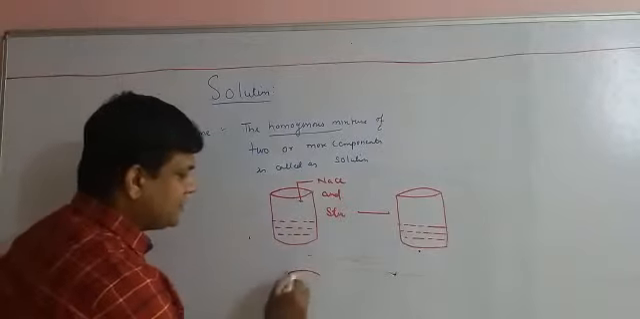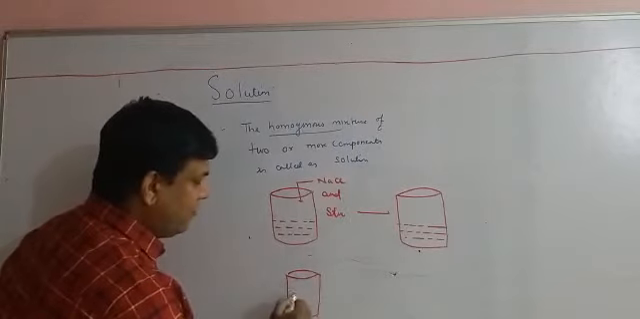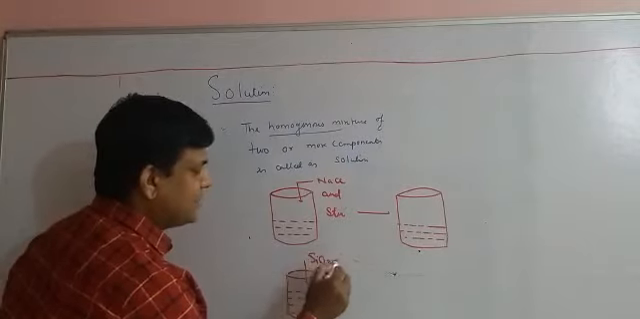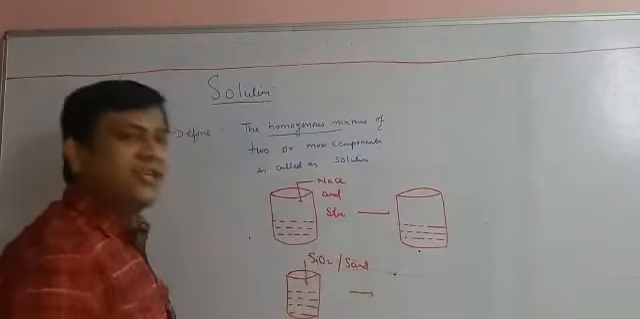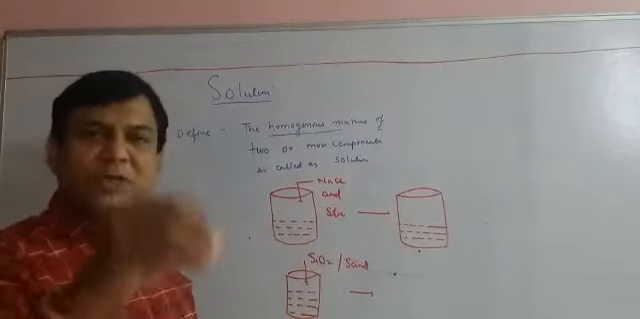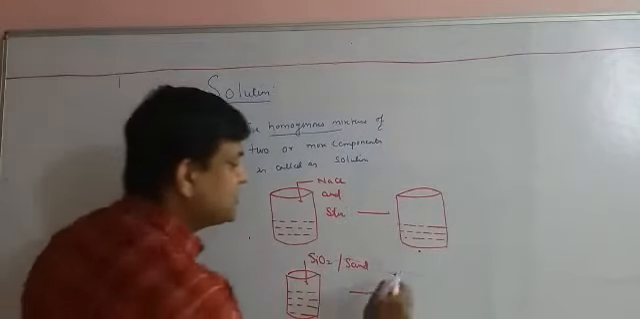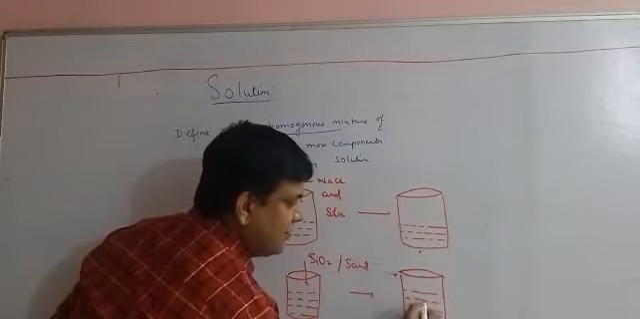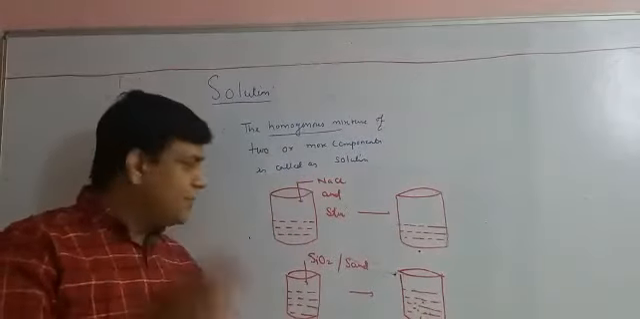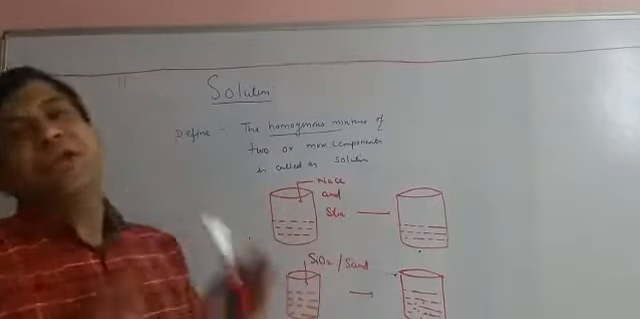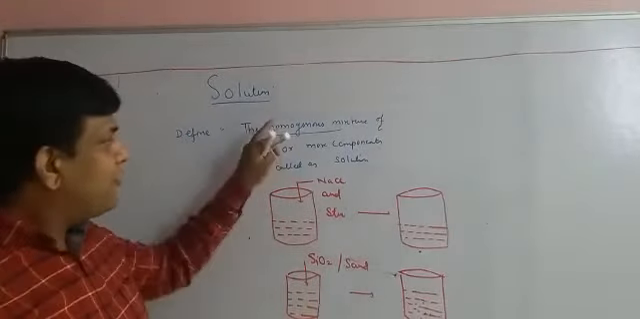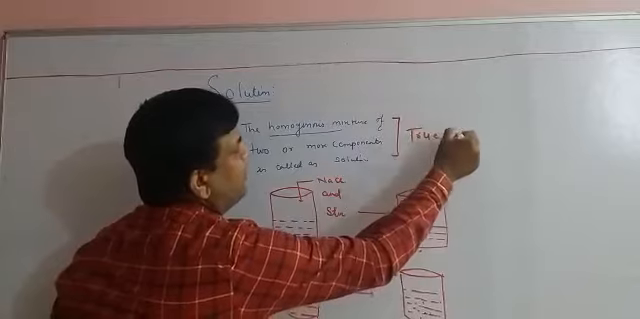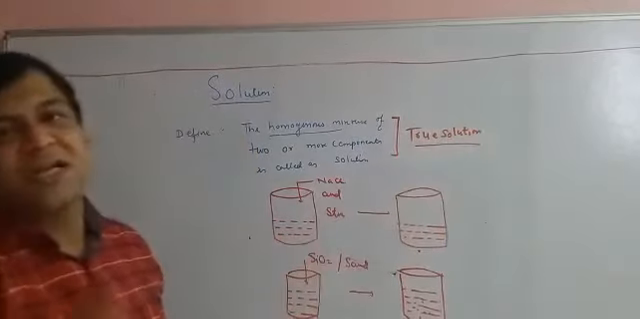Similarly, if we take a glass, again full of water, and in that glass we add silica, that is sand, in such a condition, no matter how much we mix, how much we stir, even then the sand particles are visible in the given container. So such mixtures in which we are able to see the components individually are called heterogeneous mixtures. And in this chapter, we are focusing on homogeneous mixtures, which we can say are the true solutions. So in this chapter, we will discuss the true solutions.